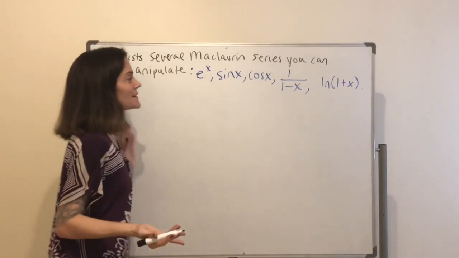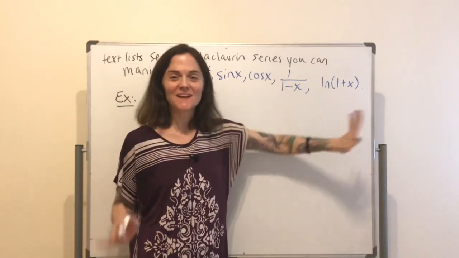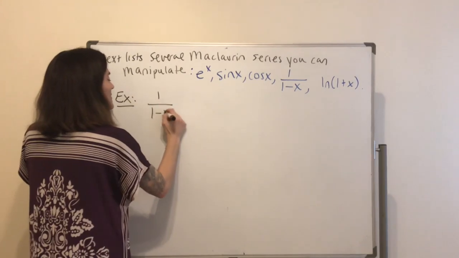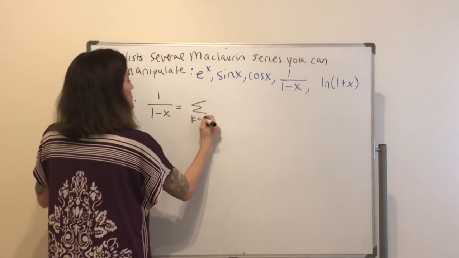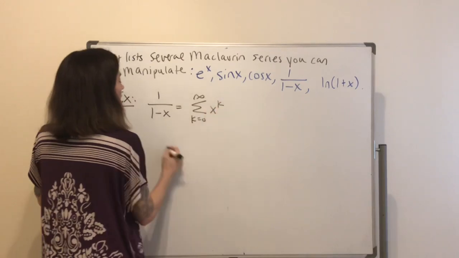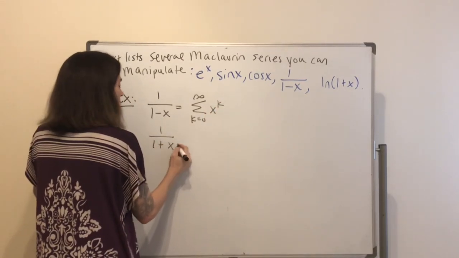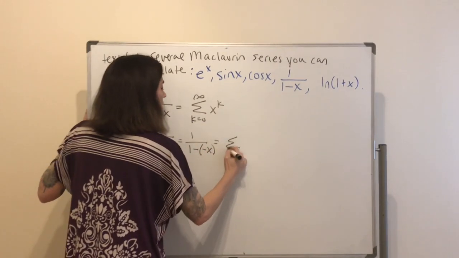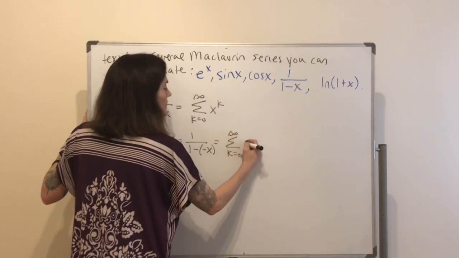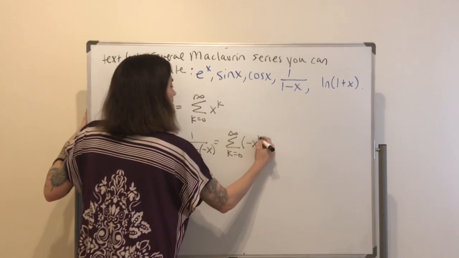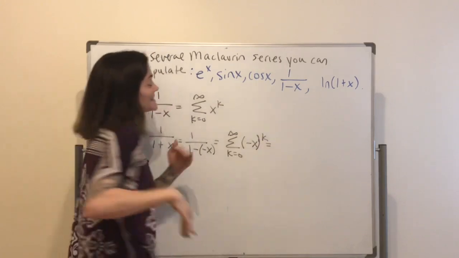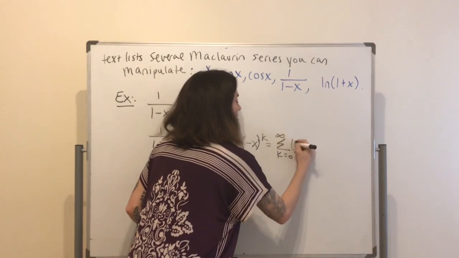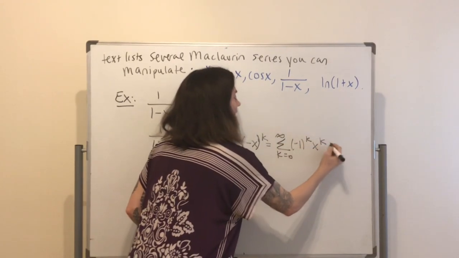Hadn't planned on it, but if you know these four, you can get this one. This is my comment, and let's do it. It's just like the last example. So we know 1 over 1 minus x is the sum k equals 0 to infinity of x to the k. Therefore, 1 over 1 plus x, well, this is 1 over 1 minus (-x). This is the sum k equals 0 to infinity of (-x) to the k, which is (-1) to the k, x to the k.